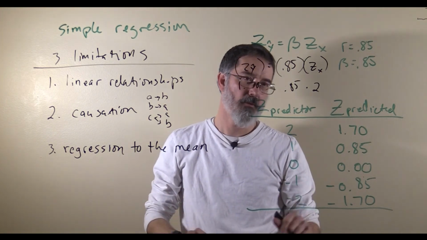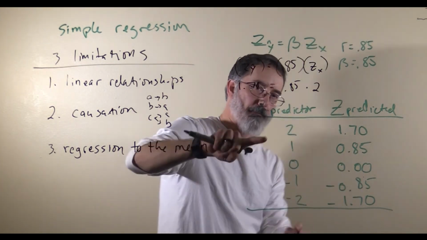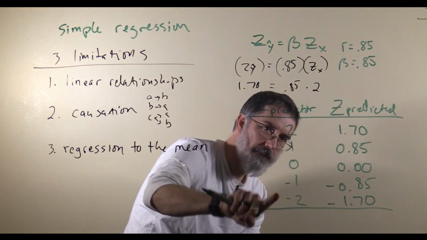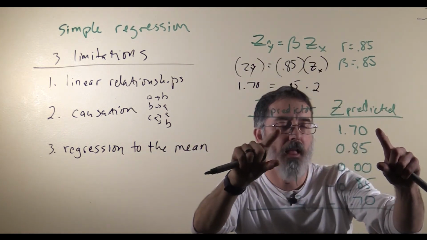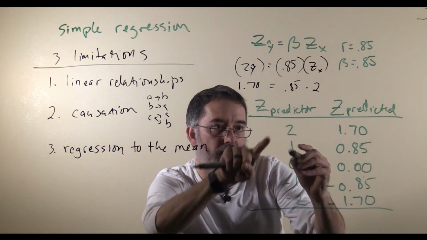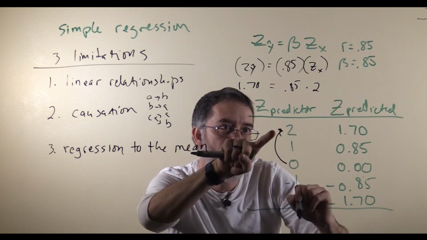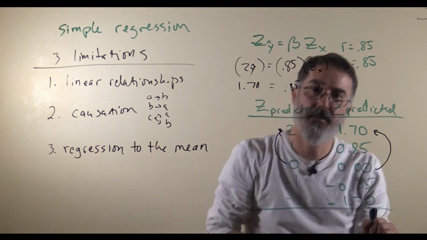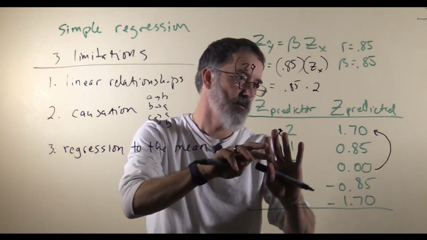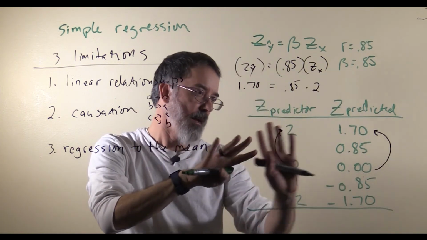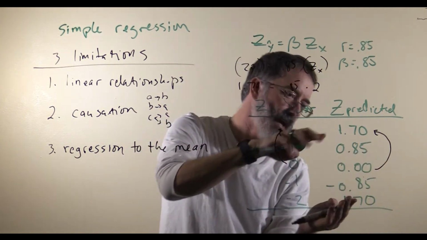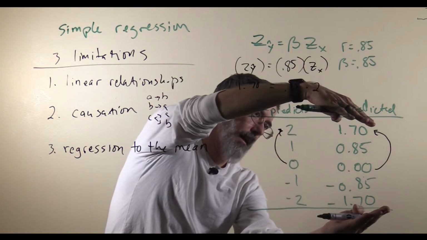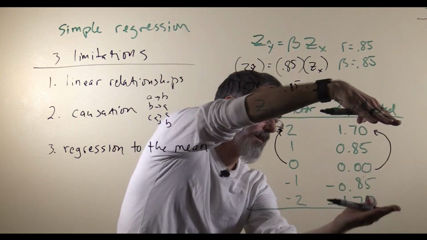So nothing too surprising here, but what I want to point out is that the predictor variable is further from its own mean than is the predicted value, right? So this score here is 2 standard deviations away from the mean, whereas this one is only 1.7 standard deviations away. So the outcome variable that's being predicted is always closer to the mean than the predictor variable. And so that's called regressing towards the mean.